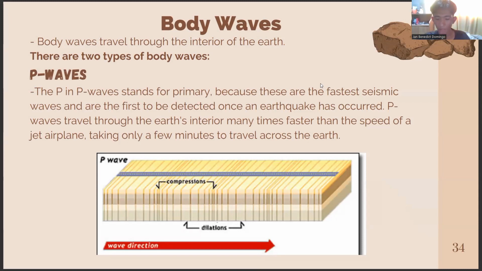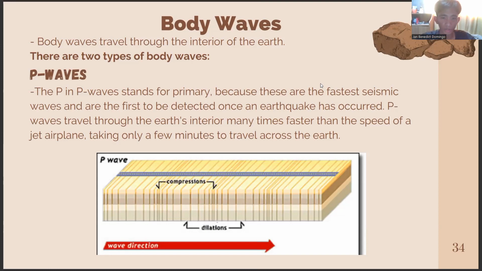Body waves are relatively low amplitude, impulsive signals that at teleseismic distances propagate along a variety of paths through the deep mantle and core. There are two types of body waves. The first one is the P waves. The P in P wave stands for primary because these are the fastest seismic waves and are the first to be detected once an earthquake has occurred.